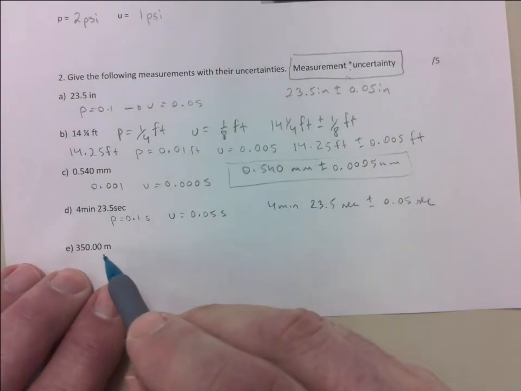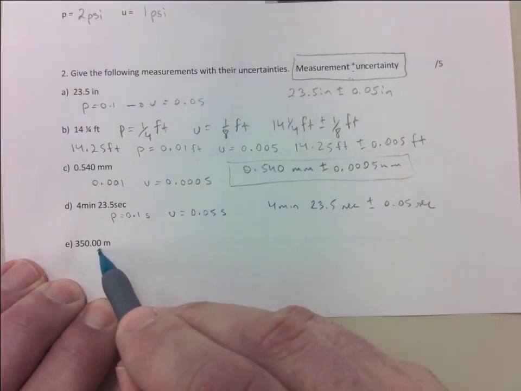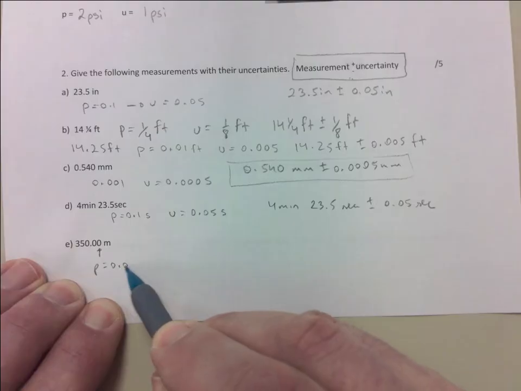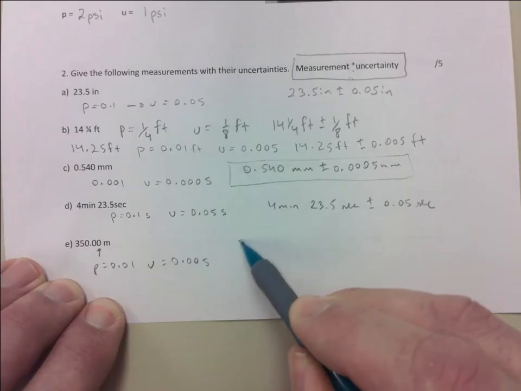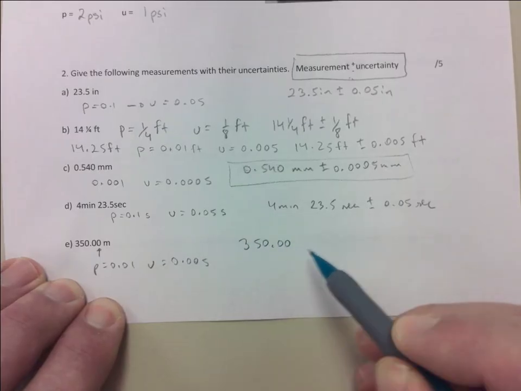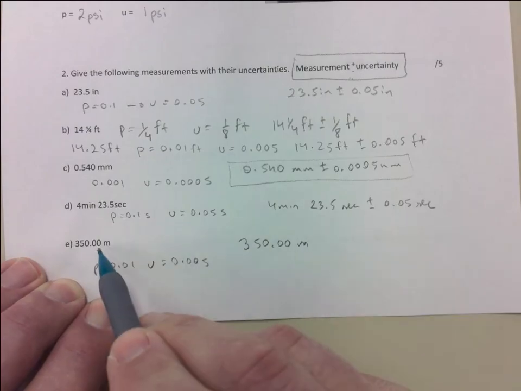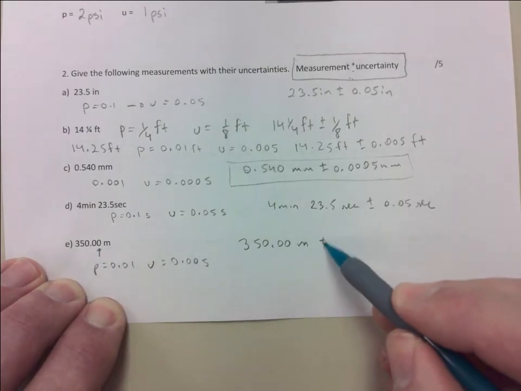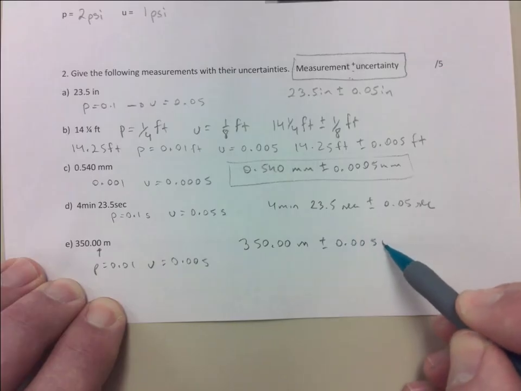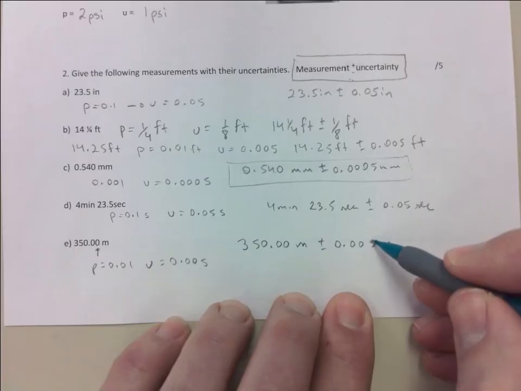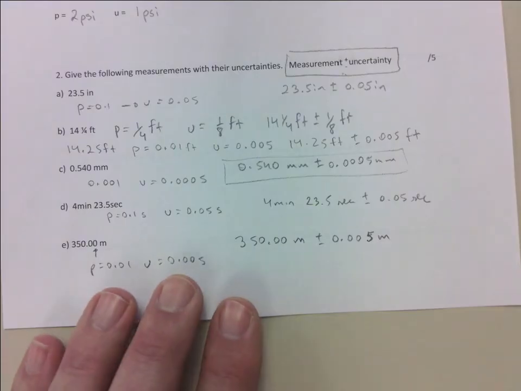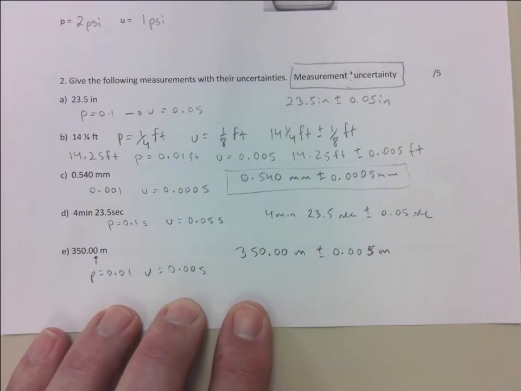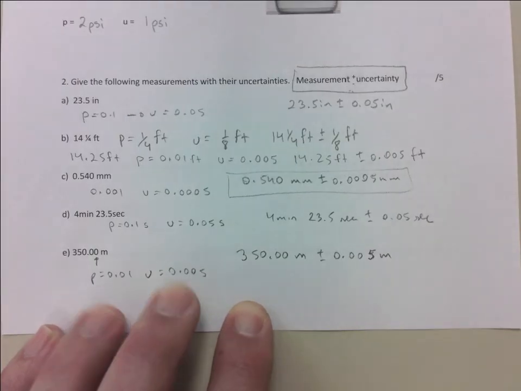Okay? Even if there's a 0, right, that's still the precision is 0.01, uncertainty 0.005. So you would state that measurement. Don't drop any zeros. Okay? That's what I want ultimately. Okay? Keep going. Any questions? Clear?